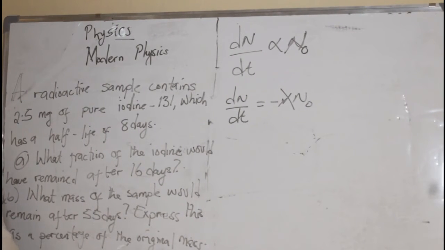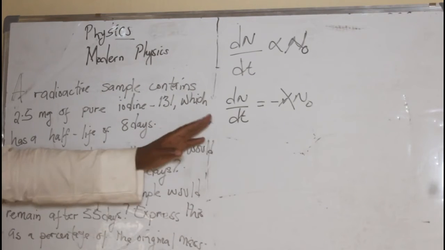Is that understood? Minus lambda is simply a proportionality constant. I can simply say that dN/dt is proportional to minus N naught, simply to indicate that the number is decreasing with increase in time. Is that understood?